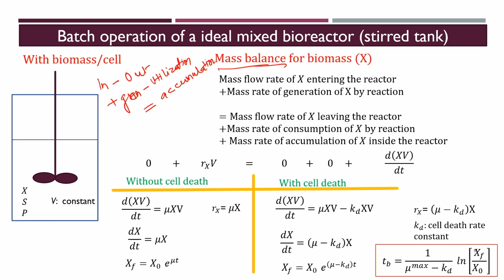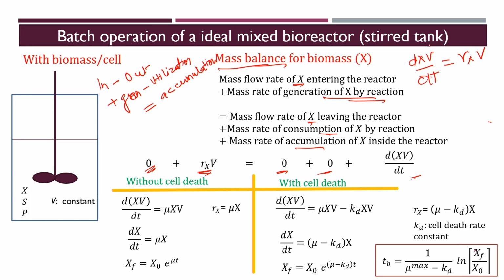So, we will be following the same here. The mass of entering biomass in the bioreactor is 0, mass of generation in the bioreactor is Rx into V, mass of the cell leaving the bioreactor is 0, mass of consumption or utilization is 0, and rate of accumulation is dXV upon dt. So, we will end up with dXV upon dt equals Rx into V.